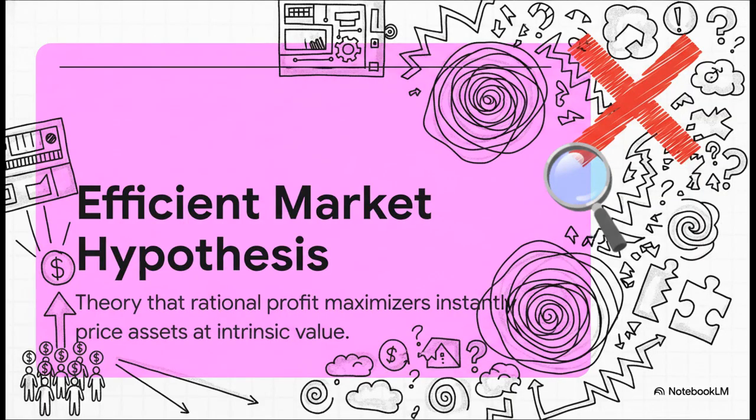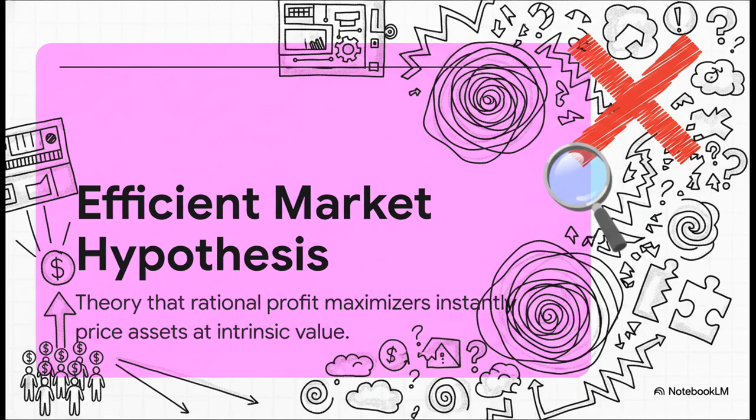And this feeds directly into the dominant theory of modern finance, the efficient market hypothesis, developed by Eugene Fama back in 1970. The EMH argues that markets consist of a massive swarm of rational profit maximizers. Because everyone has access to the exact same information and acts completely rationally, the market instantly prices every single asset at its exact intrinsic value. Therefore, it's impossible to consistently beat the market.